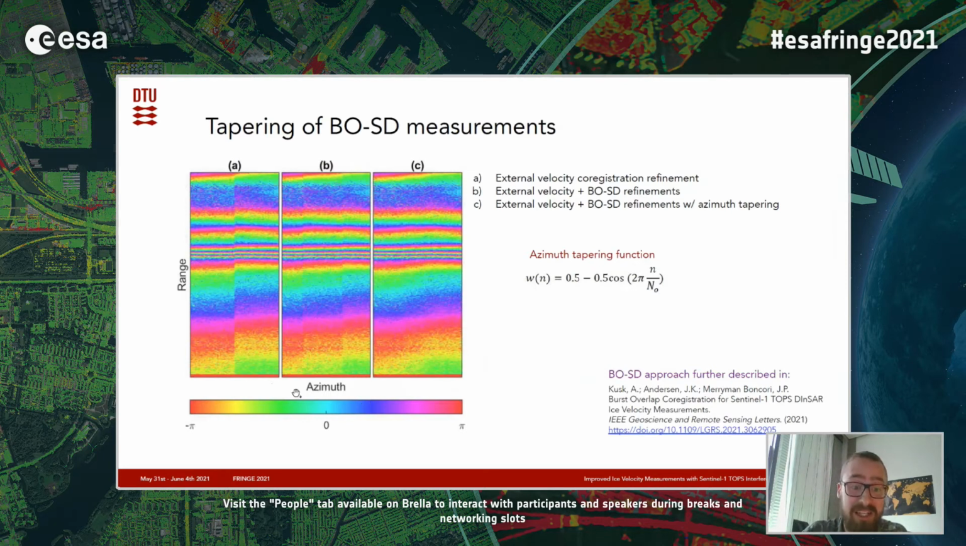And so here, note that the azimuth is now horizontal, we have the original, the remaining burst overlap without the tapering, and finally with the tapering. And this technique is further documented in this paper from earlier this year.